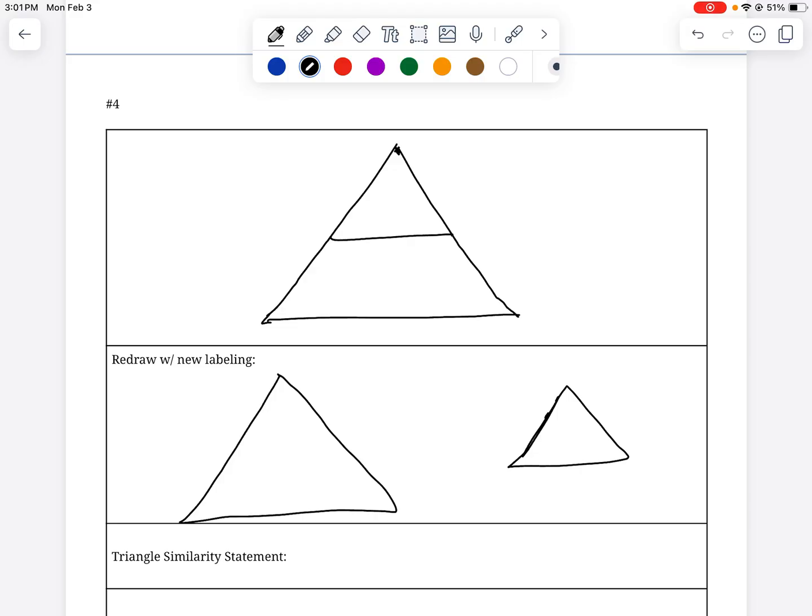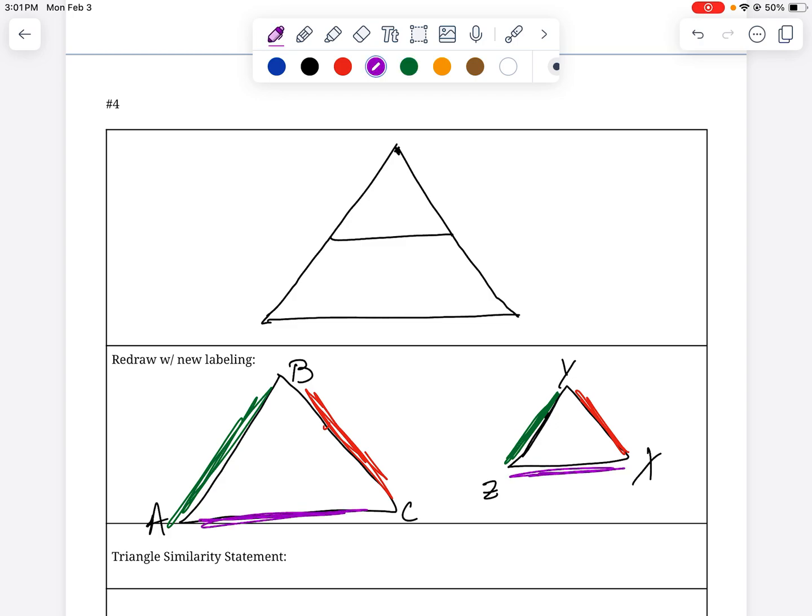For the sake of this, I'm going to use different letters. So I'm going to say A, B, C, and then Z, Y, X. And I'm going to say, all right, this corresponds with this, ZY with AB, and then AC to ZX. So our similarity statement should look like this. Triangle ABC is similar to triangle ZYX.